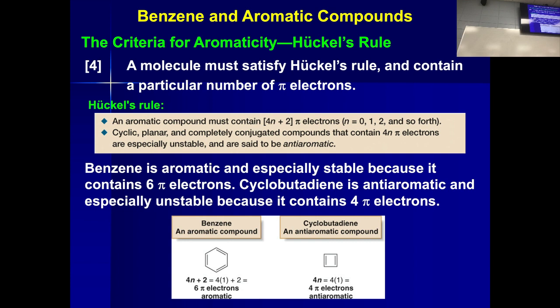Does it satisfy Huckel's rule? Let's see. 4n plus 2 equal the number of pi electrons. I've got 2 pi electrons. So 4n equal 0. N equal 0. So does that satisfy? Or excuse me, yeah. It can be 0, right? So 0, 1, 2, or 3. So if that does satisfy Huckel's rule, it is an aromatic compound. Okay?